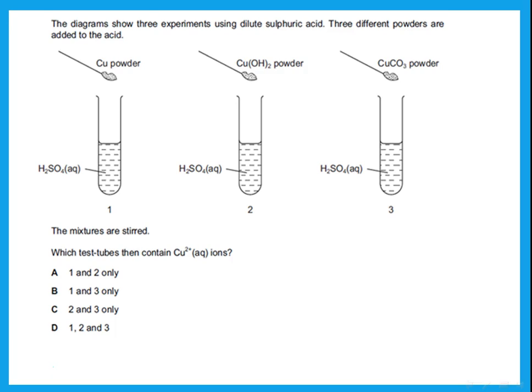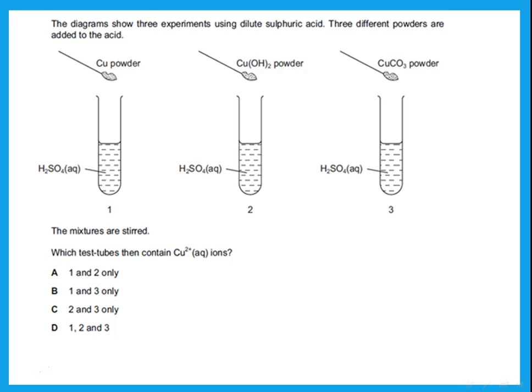Okay, diagrams show 3 experiments using dilute sulfuric acid. 3 different powders are added. The mixtures are stirred. Which test tubes contain copper ions? Now, in order to contain copper ions, that means we must have a reaction in which the copper ions form. So, in test tube 1, he's reacting copper with sulfuric acid. You have to remember that copper, as a metal, does not react with acid. So, actually, in test tube 1, you're not going to have any reaction.